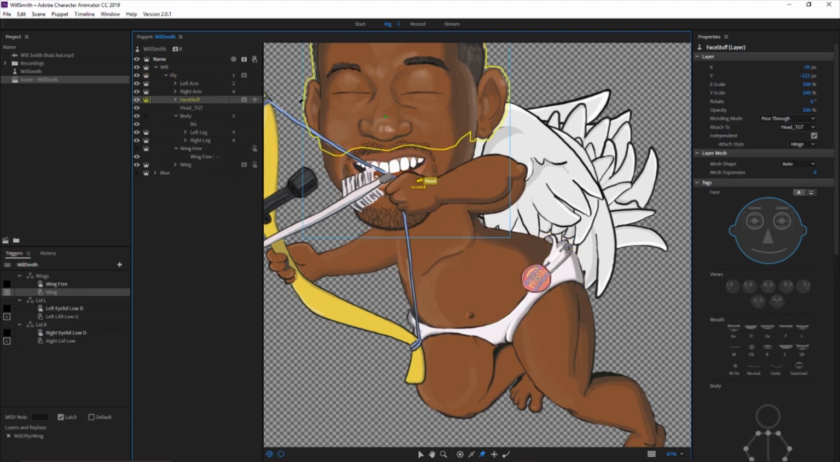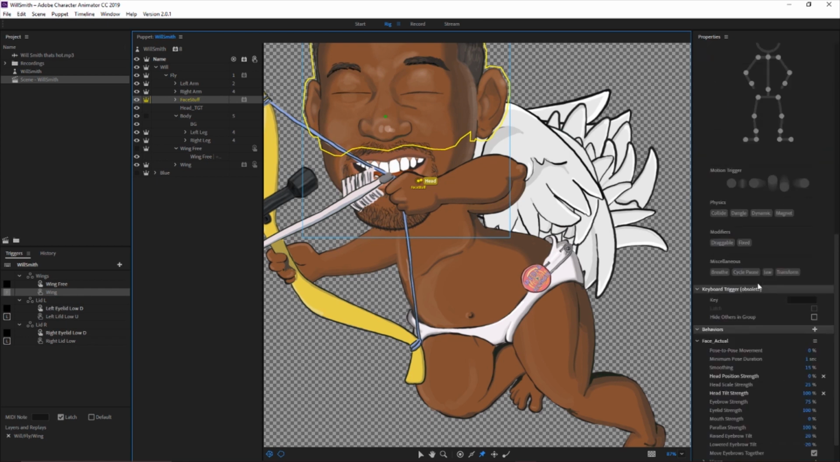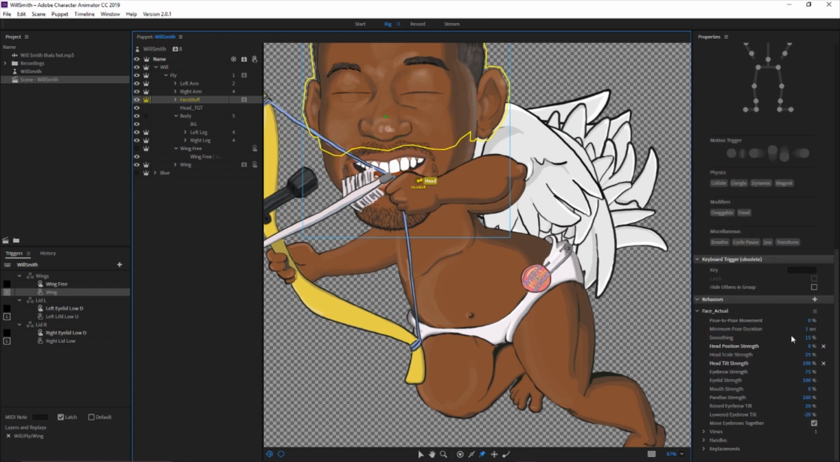If we look at our face stuff group, that is also marked as a head. And then looking at these values, what we did is cranked up that head tilt pretty high, and then the rest of your face is also controlled here, like your eyelid strength, all that good stuff. The head position strength, however, I turned all the way down. And that's because we just want this channel to control the tilt, not the position.